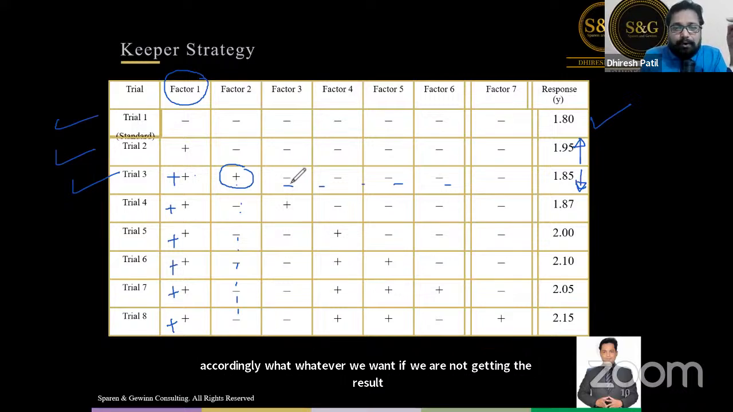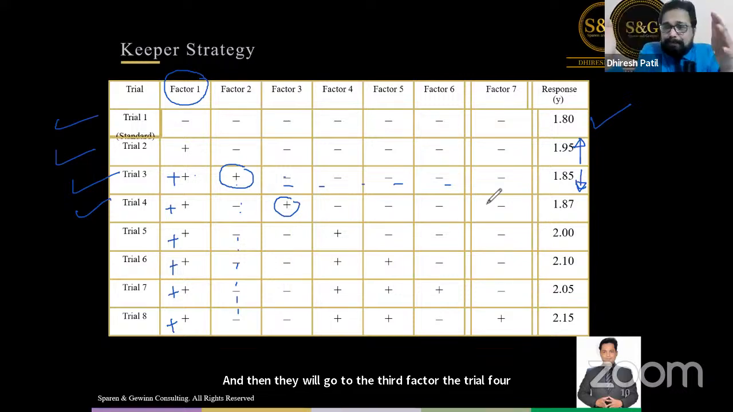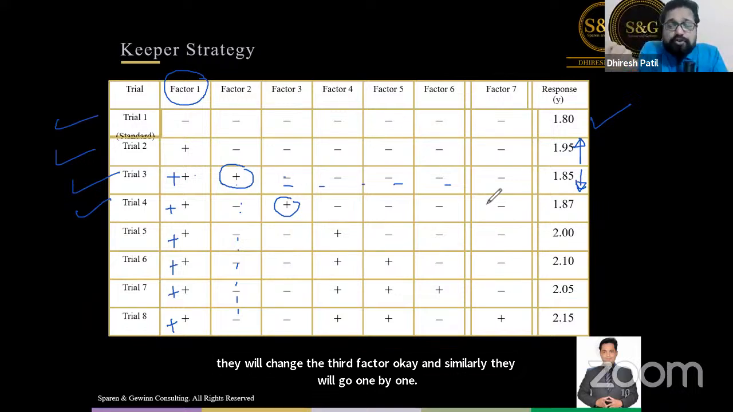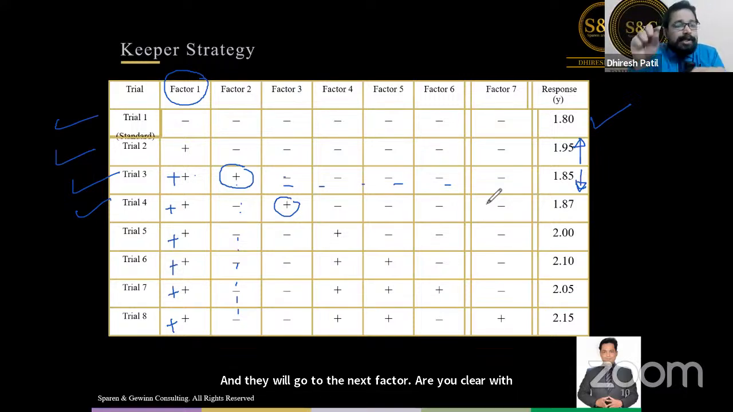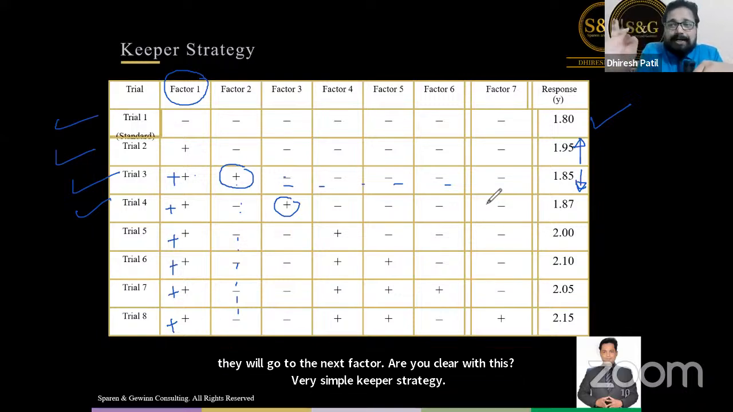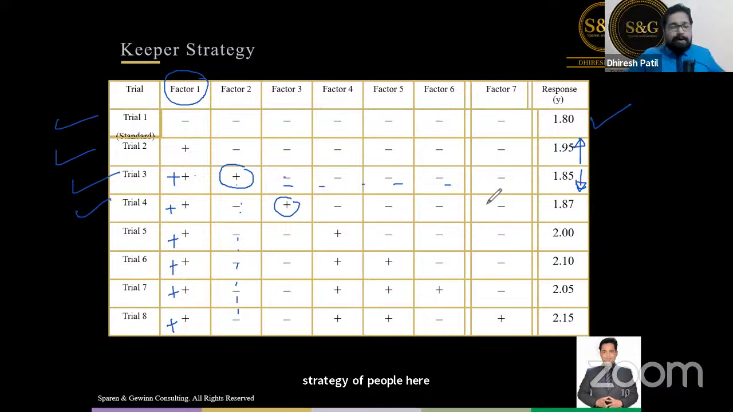And then they will go to the third factor, trial 4, and change the third factor. Okay. And similarly, they will go 1 by 1. Whenever the factor changes and the response improves, they will keep that factor constant and go to the next factor. Are you clear with this? Just type yes in the chat box. Very simple keeper strategy. Keeping the optimized setting constant. That is called a strategy of keeper. Clear? Just give me yes in the chat box. Super, everybody super clear?